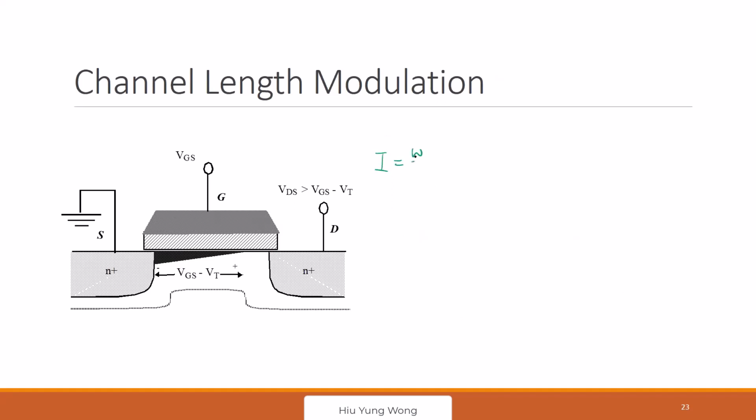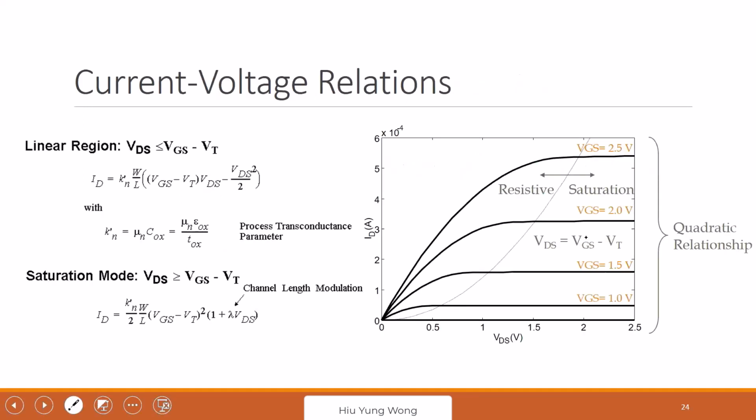Instead of just I equal to W over L, mu C ox divided by 2, VGS minus VT squared, your L is actually reducing, but we are not going to change it. We just use something called lambda, 1 plus lambda VDS, to model this channel length modulation, CLM. So if I keep increasing VDS, my IDS curve will still go up instead of going flat. Okay. Probably you know all this already, right?